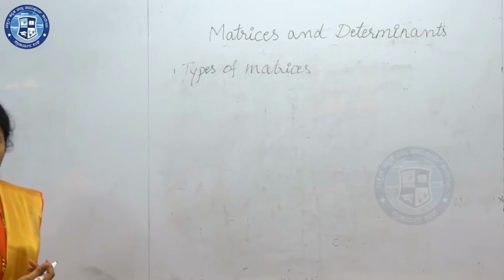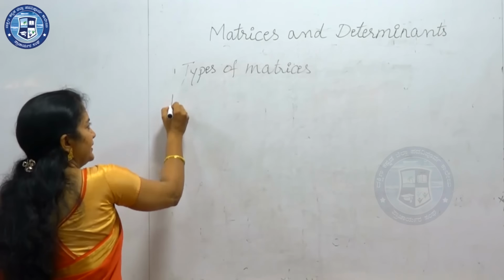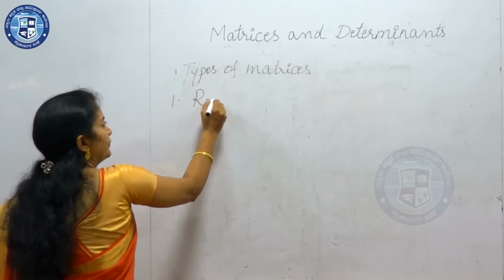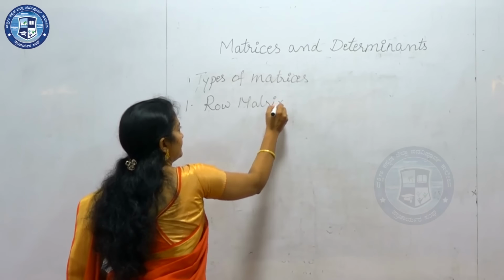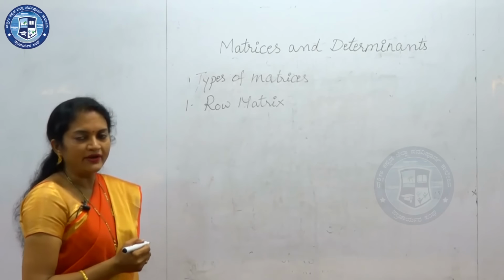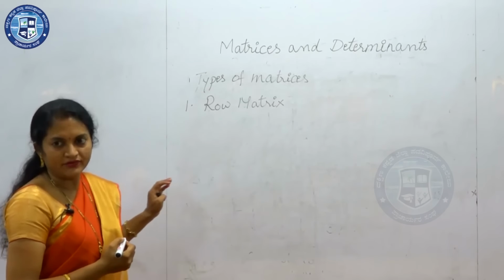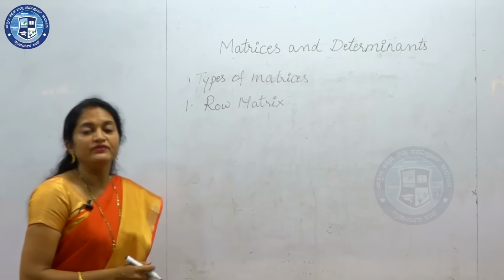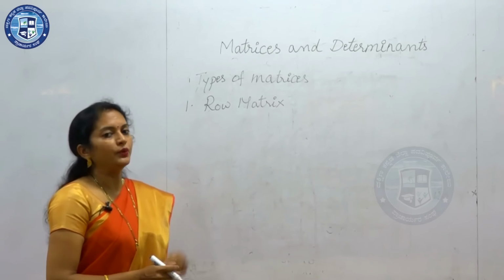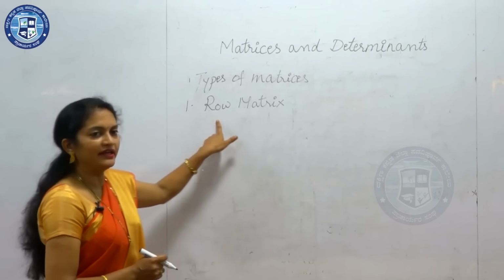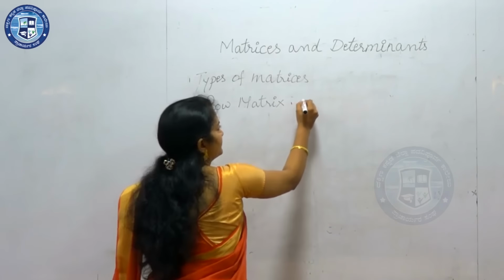There are many types of matrices. First one is a row matrix. What is a row matrix? A matrix which has only one row. A matrix having only one row is called a row matrix.